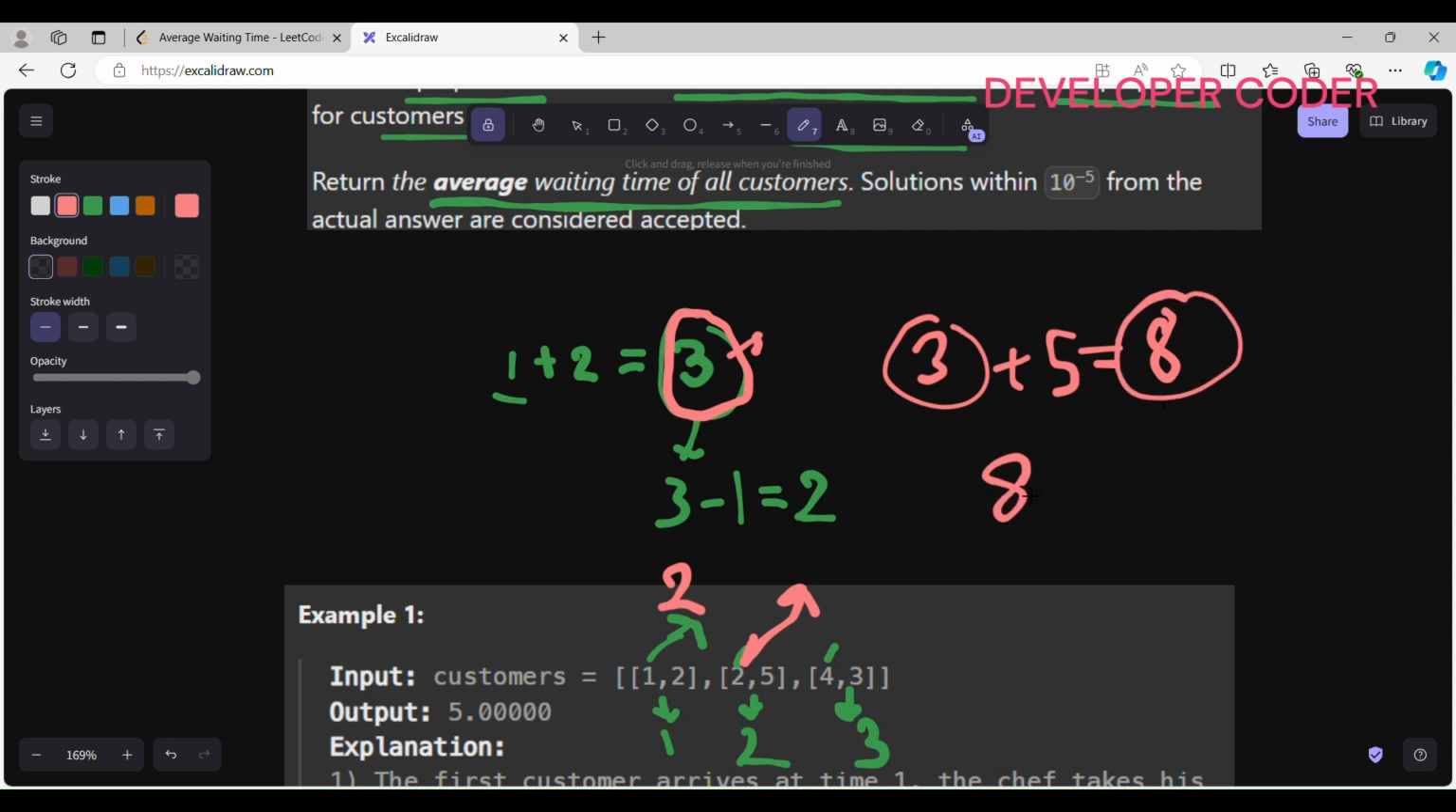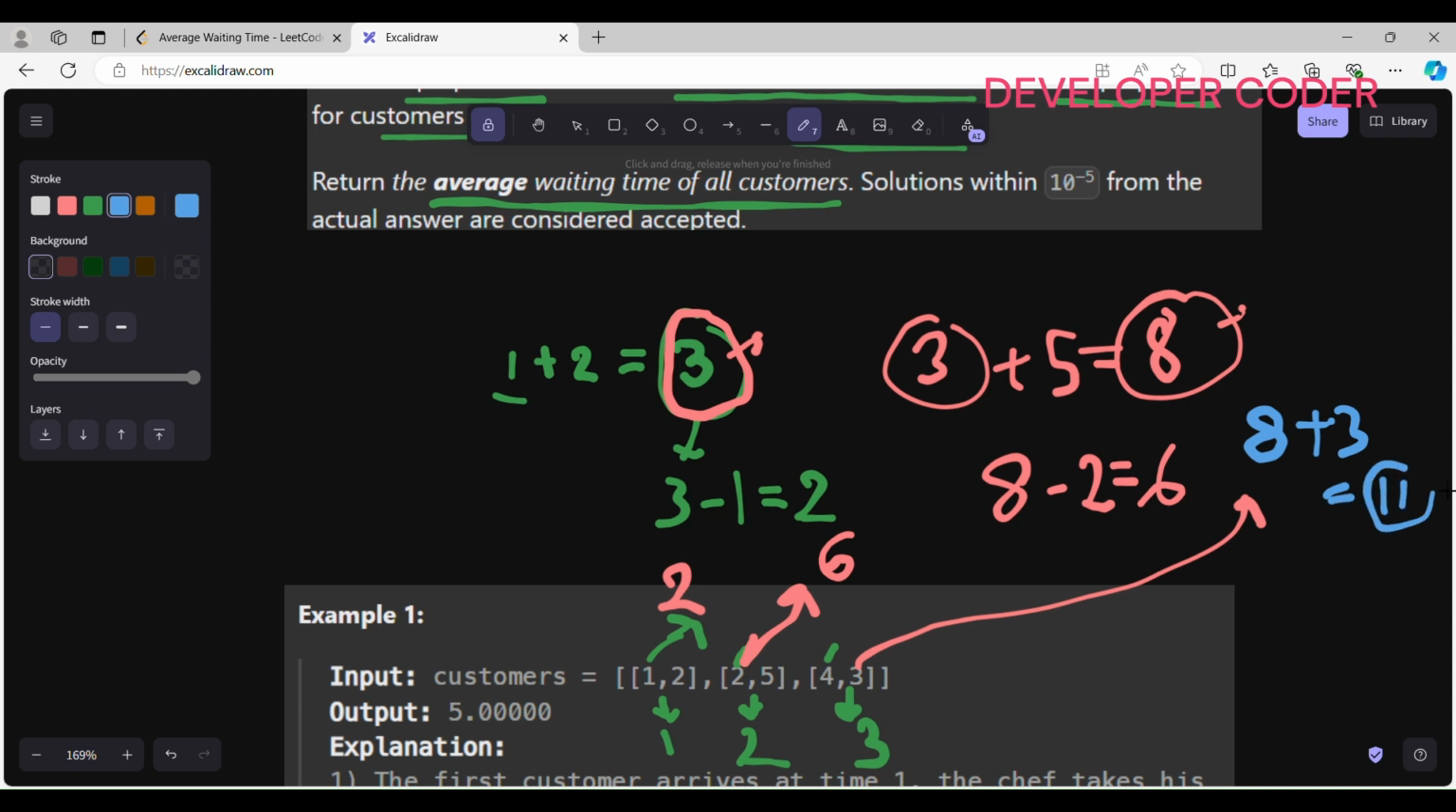This customer arrives at time 2, right? So 8 minus 2 is equal to 6, so here I am writing 6. Then this customer arrives. The chef finishes the order for customer 2 at time 8, so he starts cooking the food for this customer at time 8. How much time is he going to take? 3. So 8 plus 3 is 11, right? So at 11 he finishes the food for customer 3.